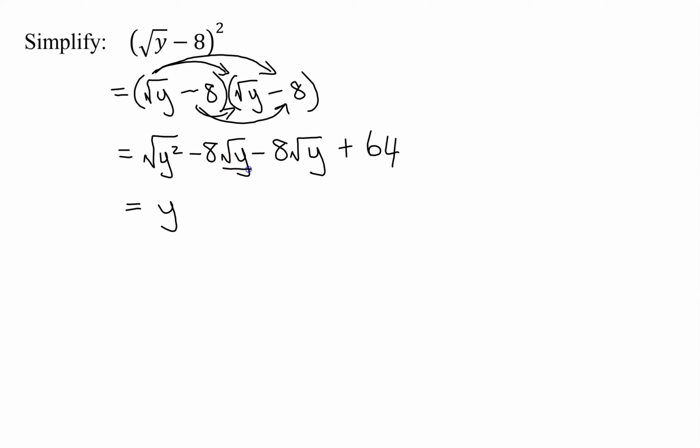Now, how about this term here and this term here? Are they like terms? Is the radicand the same as this one? I have a square root of y and a square root of y. They are definitely like terms. So I have negative 8 the square root of y added to negative 8 the square root of y, so it's negative 16 the square root of y, and then my plus 64.